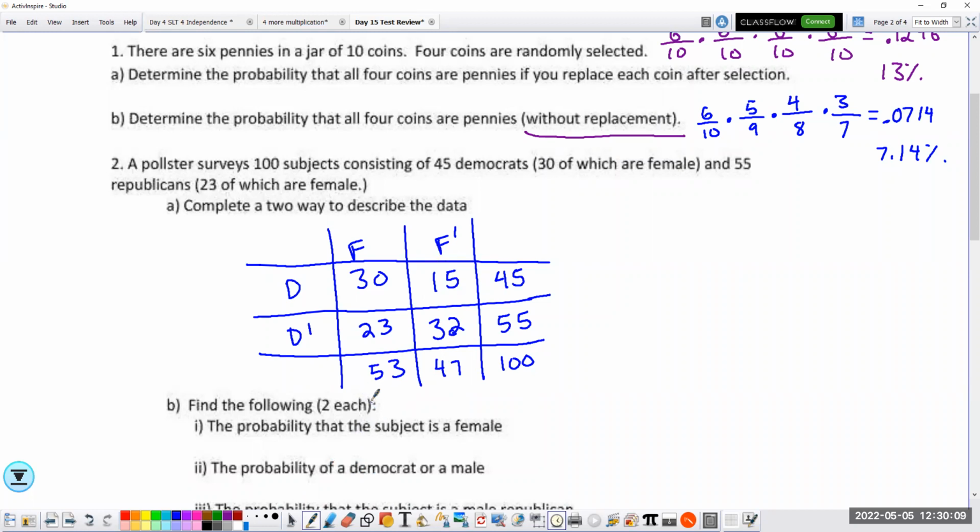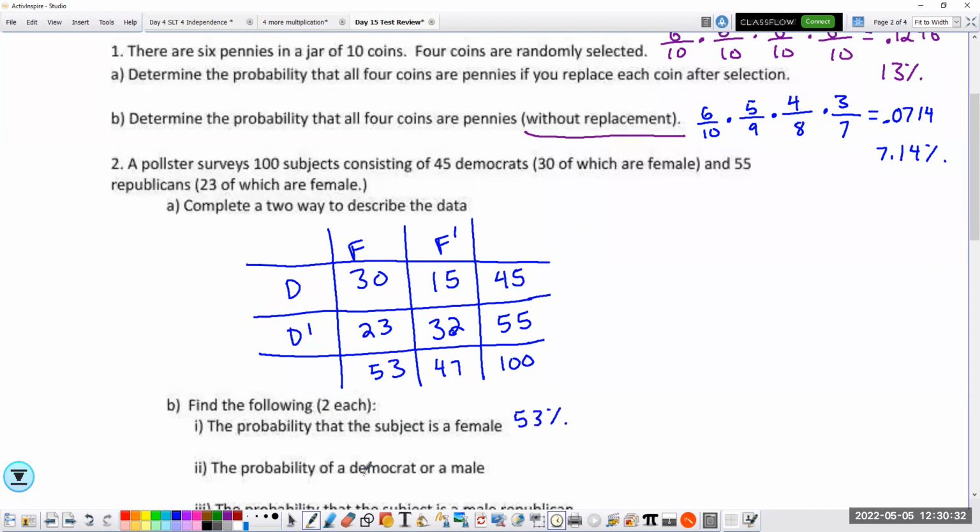Okay. Find the probability. All right, so the probability that, I don't know why it says 2 each. I wonder if this was an old quiz and like 2 points each. That the subject is female. All right, so if I am picking a female, I'm given that. Well, actually, no, I'm not. That's a lie. It's right here. It is just 53%.